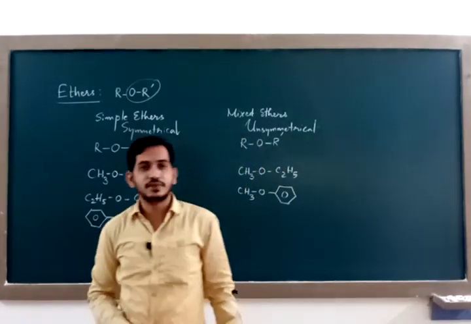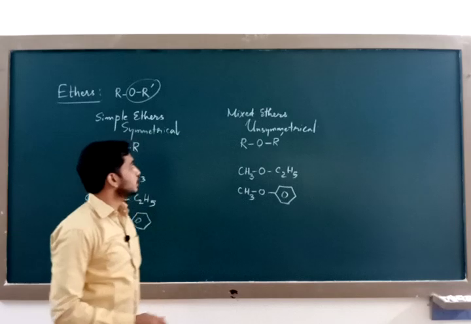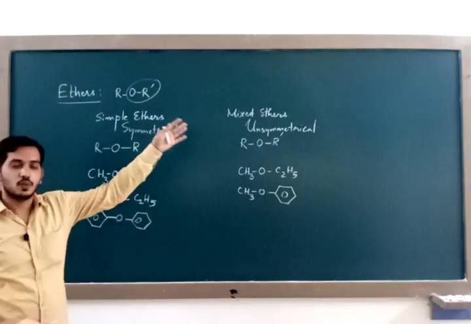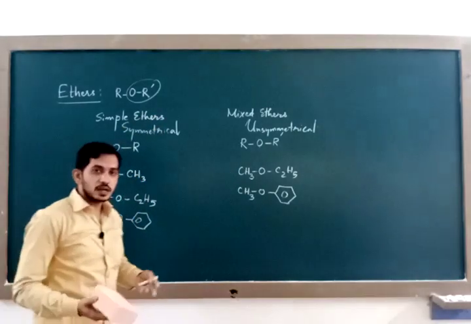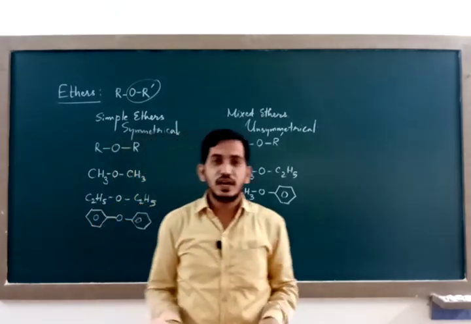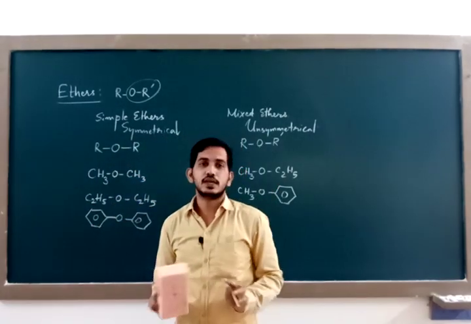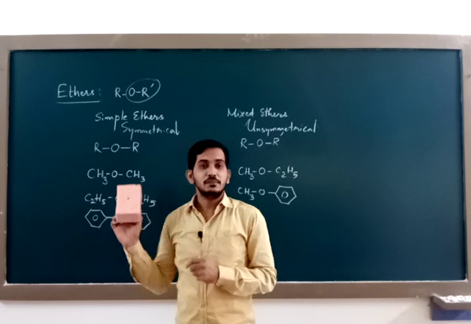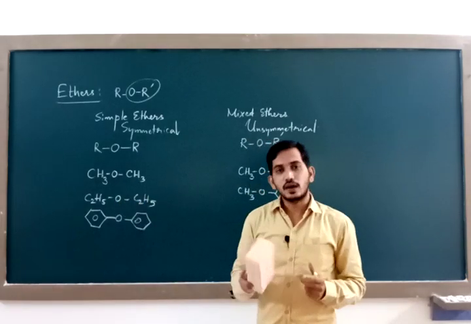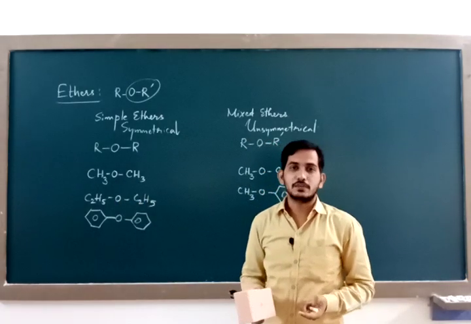So how are ethers classified? Ethers are classified into two types, simple and mixed. What are simple ethers? Simple ethers are those in which the two alkyl groups or aryl groups on either side of the oxygen atom are the same. In mixed ethers, the alkyl or aryl groups on either side of the oxygen atom are different.